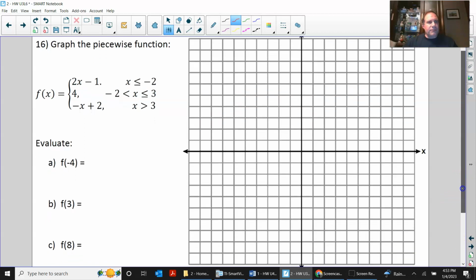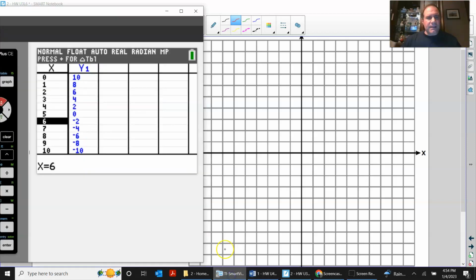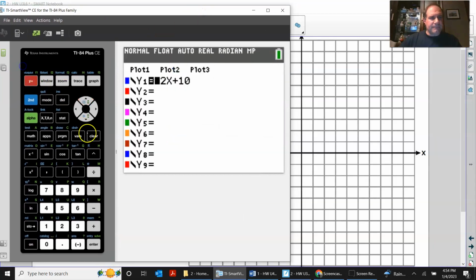Okay, so we are going to graph. This is number 16. We're going to graph the piecewise functions here, and then we're going to evaluate for -4. I'll show you how to use the graph, and I'll also show you how to use each function itself. So let's go ahead and graph y equals 2x minus 1. So I'm going to grab my calculator, y equals 2x minus 1, and put that in.